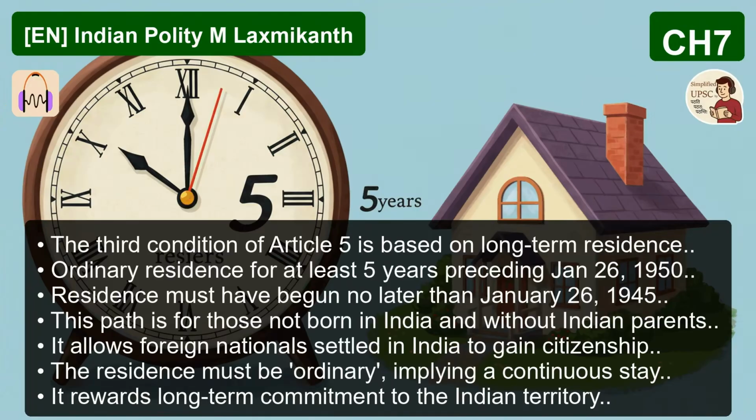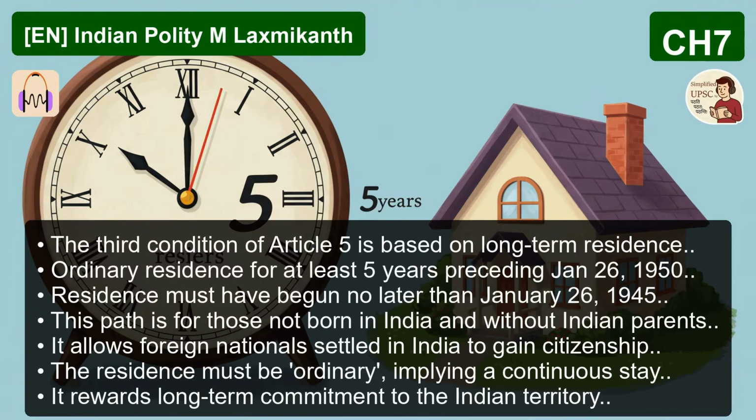And the third condition, this one's critical for those who might not meet the birth or parentage criteria, but who could show a long-standing commitment to the physical territory itself. That's the temporal connection. They must have been ordinarily resident in the territory of India for not less than 5 years, immediately preceding the commencement of the Constitution. And that phrase, ordinarily resident, implies a continuous established residence. Not just visiting. Not at all.